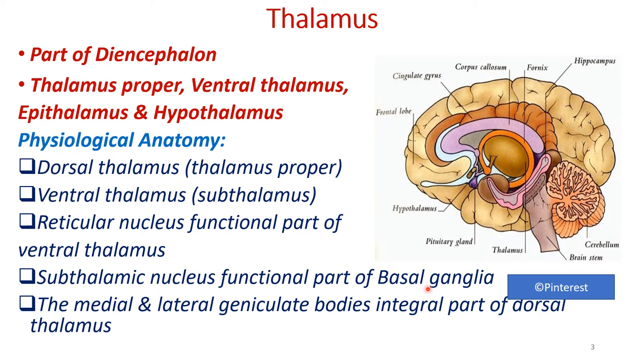Then another two important structures are the medial and the lateral geniculate bodies. They are an integral part of the dorsal thalamus. Earlier, they were considered distinct from the other regions of the thalamus, but now they have been grouped together in this thalamus. So if we see here, this is the thalamus. Again, I repeat, in between the midbrain and the cerebral cortex.